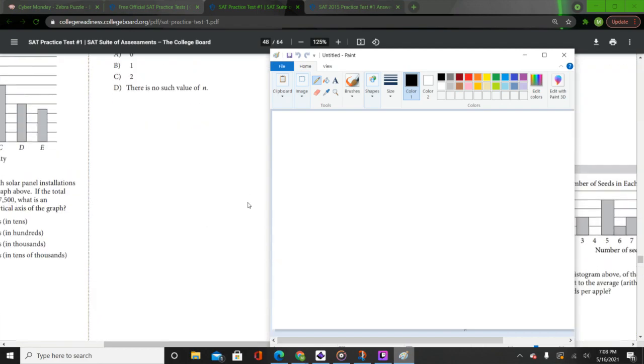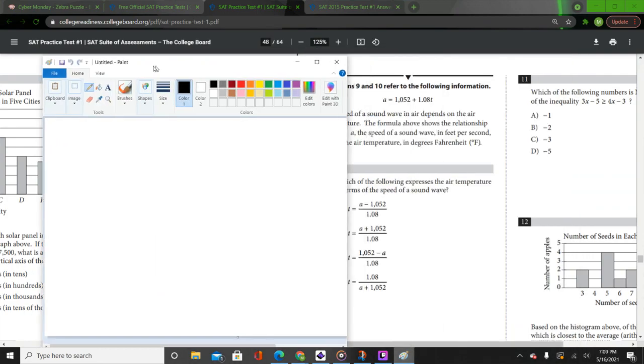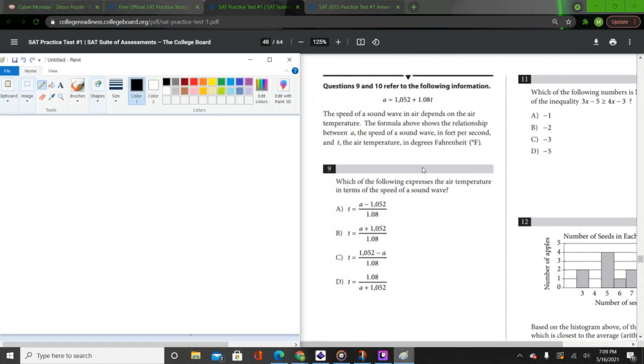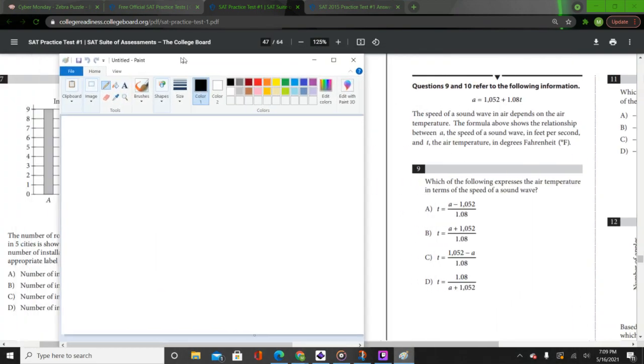Oh wow, they're really wasting paper on these. They could totally fit. I don't like the questions referring to information. It's annoying.